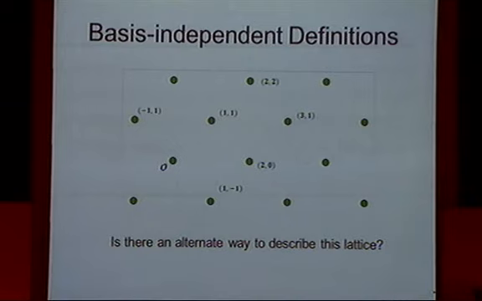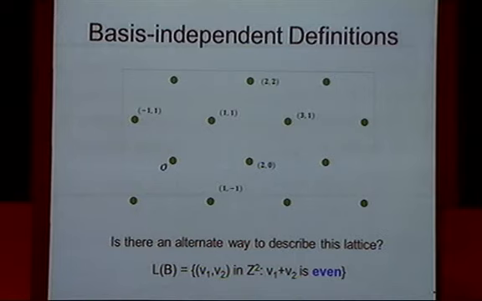Let me tell you the answer. This lattice is in fact the set of all integer vectors, pairs of numbers, such that the sum of the two numbers is even. Look at (2, 0): 2 plus 0 is even. (1, -1): 1 plus -1 is even. If you look at any point in the lattice, you will see that it is in the set of all integer points whose sum of the two coordinates is even.